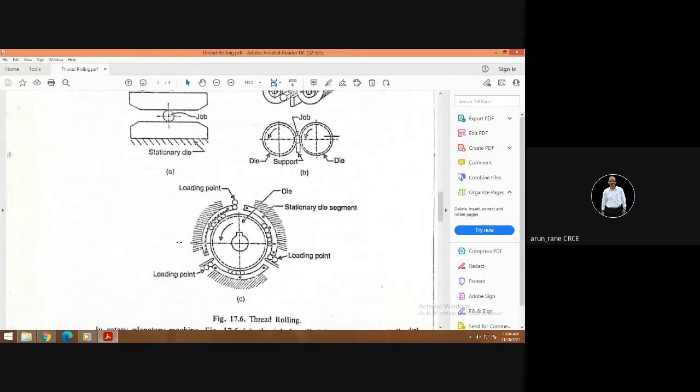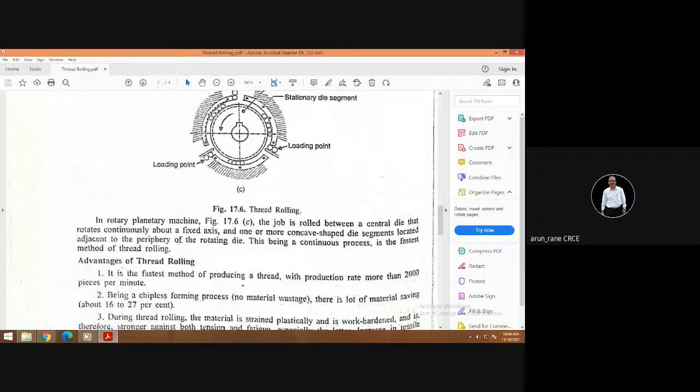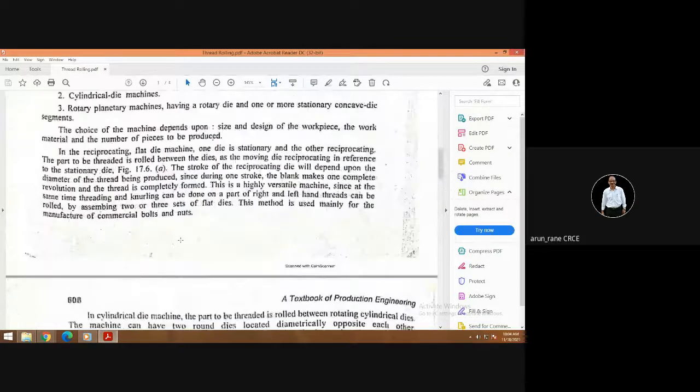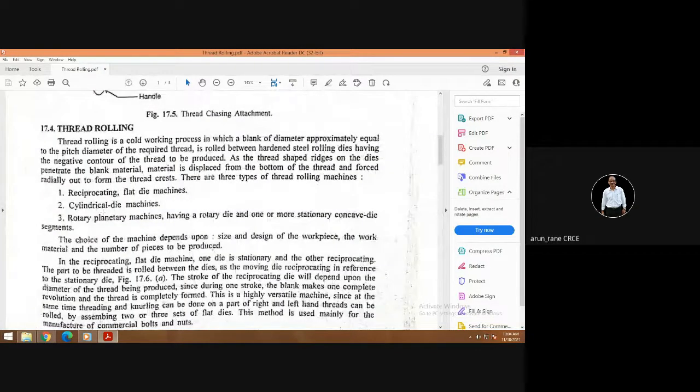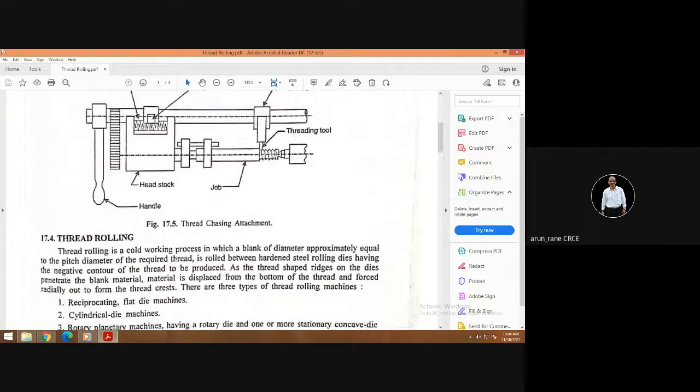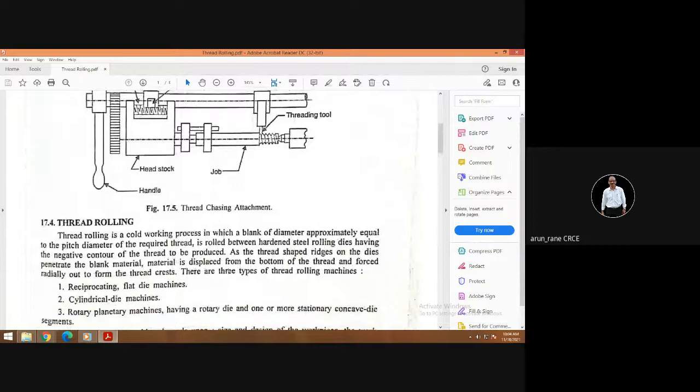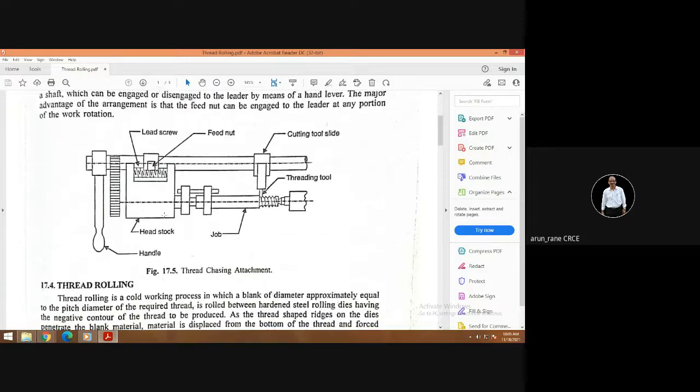So there are various processes or techniques of thread rolling. Like you have cylindrical die machines. The video which I showed, that is a cylindrical die machine, and you have reciprocating flat die machines also. In reciprocating flat die machines, your die will reciprocate, and this is your thread chasing. Thread chasing means the thread cutting which is done on a normal lathe machine. That is what is called thread chasing.